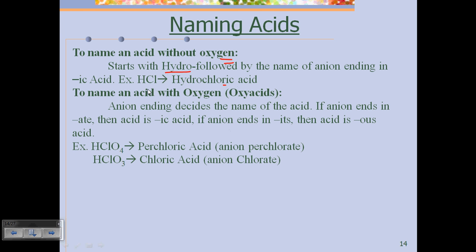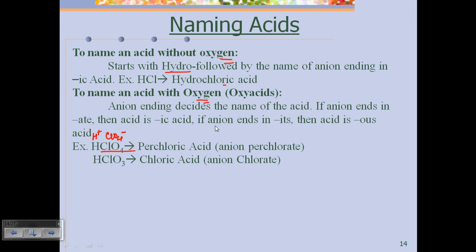HCl, hydrochloric acid, HF, hydrofluoric acid. Then there are acids that have oxygen in them. They're called oxyacids. To name the oxyacids, you look at the anion present in the acid. So if HClO4 is an acid, H plus is the cation and ClO4 minus is the anion. So you look at the anion and go back to your table and see the anion's name.